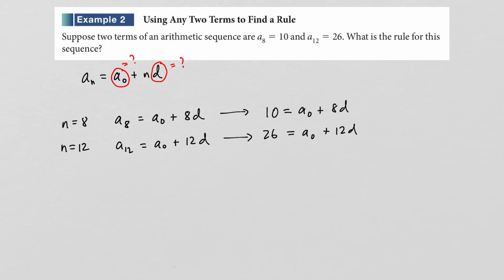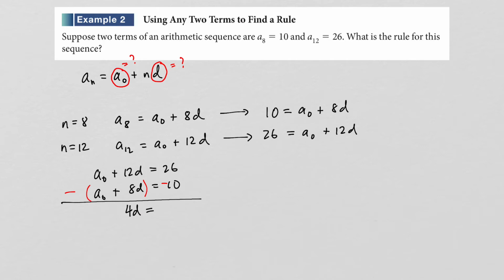Now all I have to do is subtract these two equations. Let me write them down below here. If I subtract these two equations, I'm taking the second equation and subtracting the first equation. When I subtract that, I have to subtract the whole thing. So what happens here is I get a_0 minus a_0, that cancels. We get 12d take away 8d, that's 4d. And on the other side, 26 minus 10 is 16. From here, we know that d is 4.